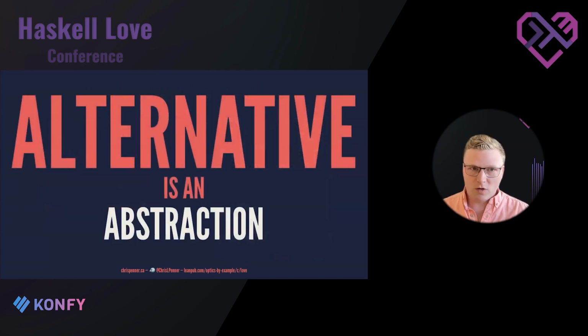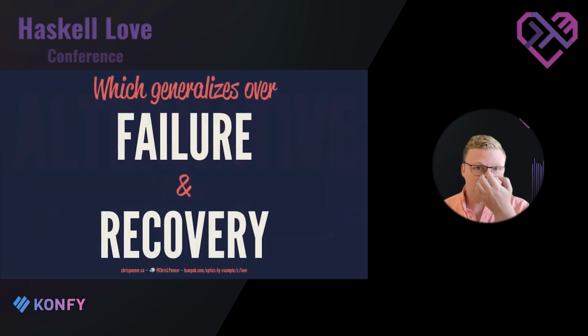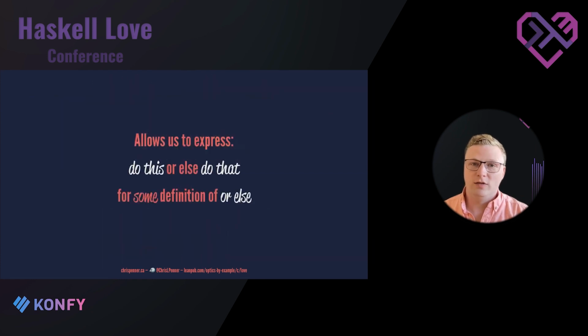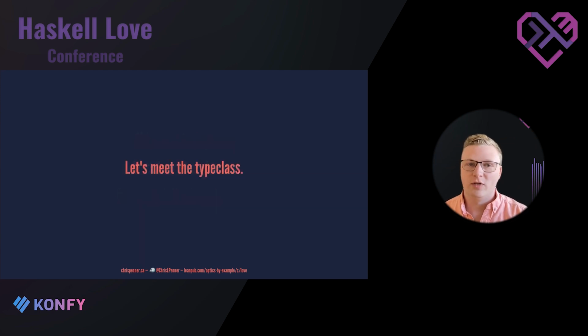Okay, cool. So first off, alternative, what is it? It's an abstraction, of course. All type classes are abstractions. What does it abstract over? Well, alternative generalizes over the ideas of failure and recovery when we're programming, which turns out when you're programming, right, everything can fail and you want to be able to handle that in certain ways. So the alternative type class allows us to express ideas like, hey, do this thing or else do that other thing, for some definition of or else, which is going to change depending on the actual instance. So we're going to look at a bunch of examples so we can understand how that works.